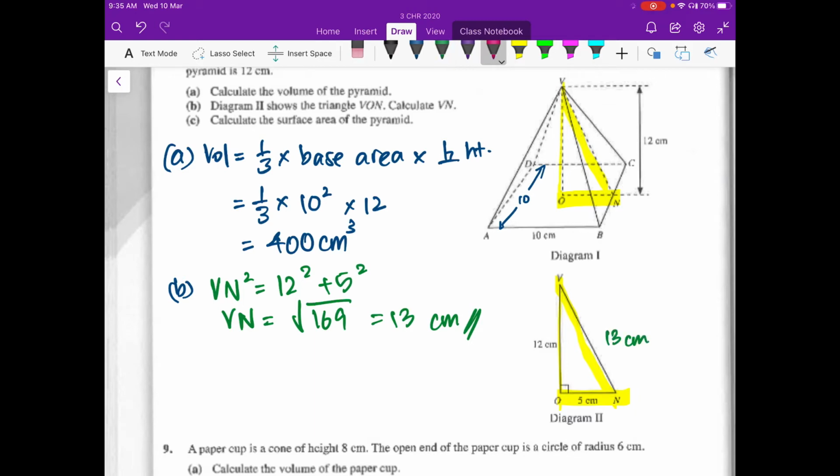And then the final question, part C. Find the surface area of the pyramid. You have to be able to visualize this pyramid, how many faces there are. So you can choose to open it up. You know, we did some practice on drawing the net diagram. If you want to open up, you will see a square, a triangle. This is what you will see when you open up the pyramid.